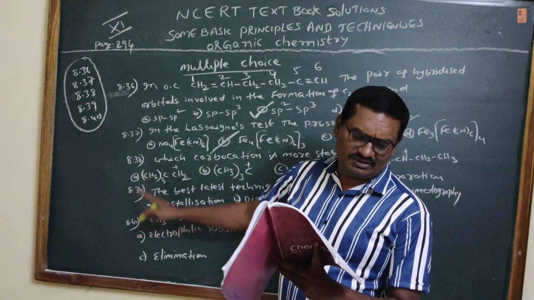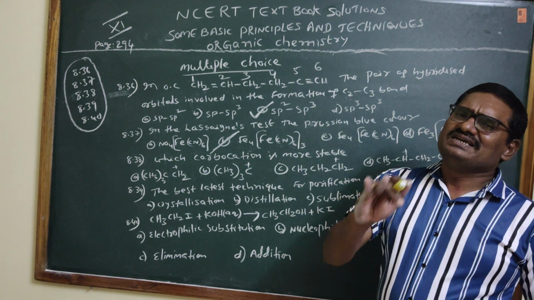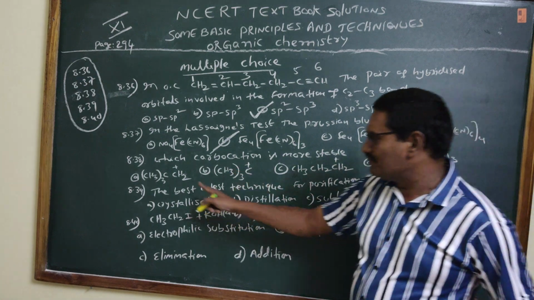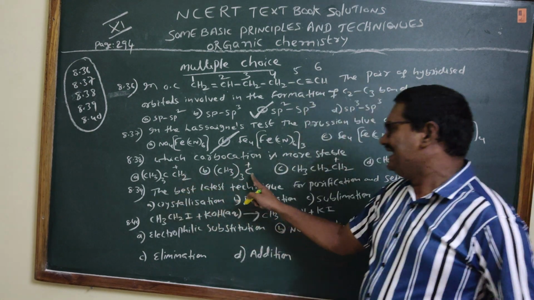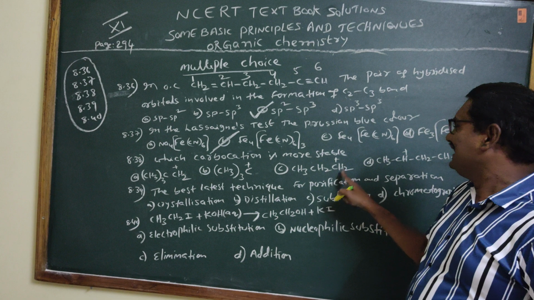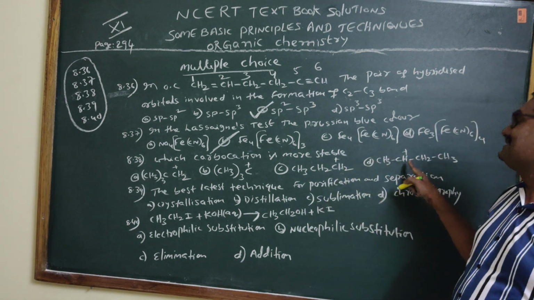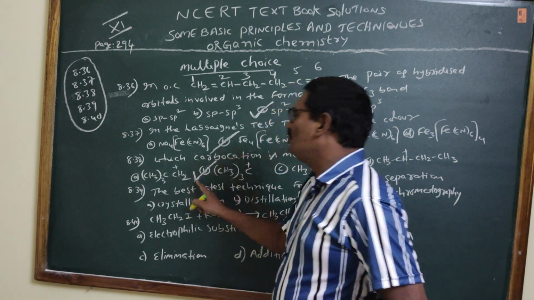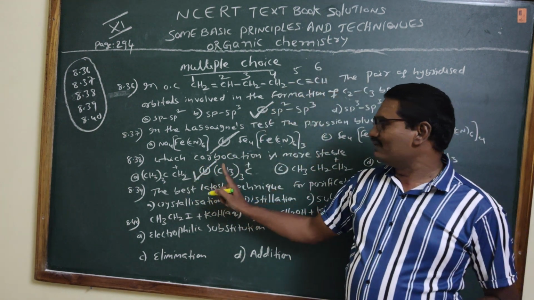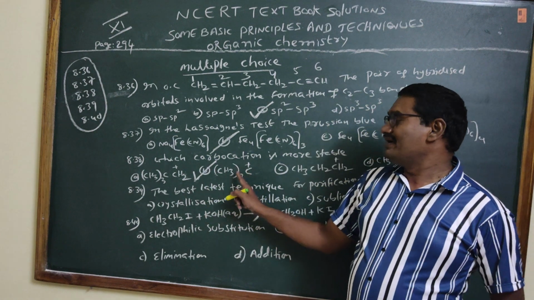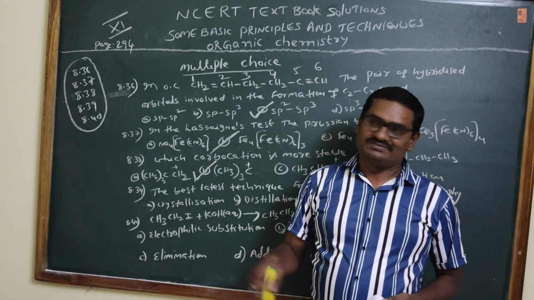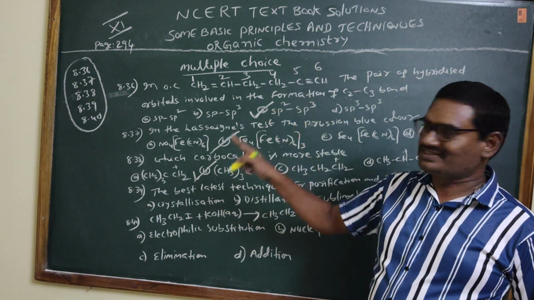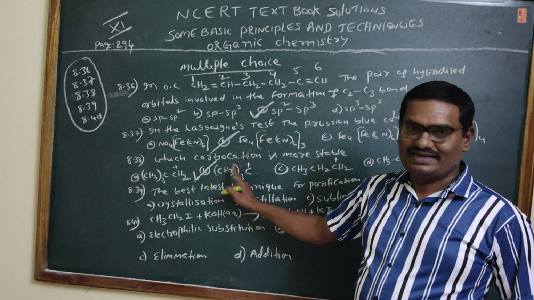Next, 8.38. Which carbocation is more stable? Generally, the tertiary carbocation is more stable. So this is the primary carbocation, this is the tertiary carbocation, this is the primary carbocation, this is the secondary carbocation. So the tertiary carbocation is more stable because it has 9 alpha hydrogens, so 9 hyperconjugation structures. So it is the correct answer.